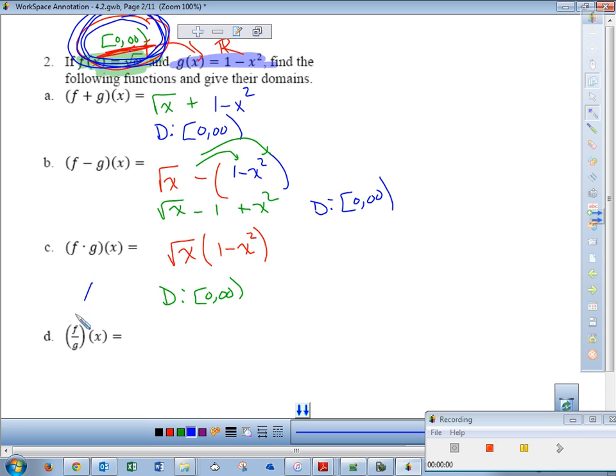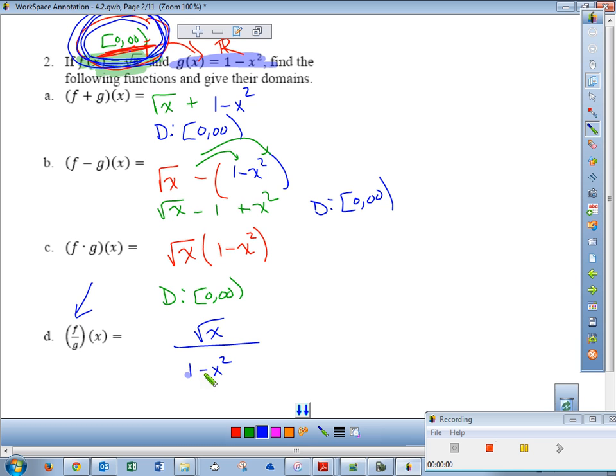And this is where things will change because we're dividing. F of x divided by g of x, 1 minus x squared. You already know you can only pick from 0 to infinity. Now we brought in a new bad guy, this one.